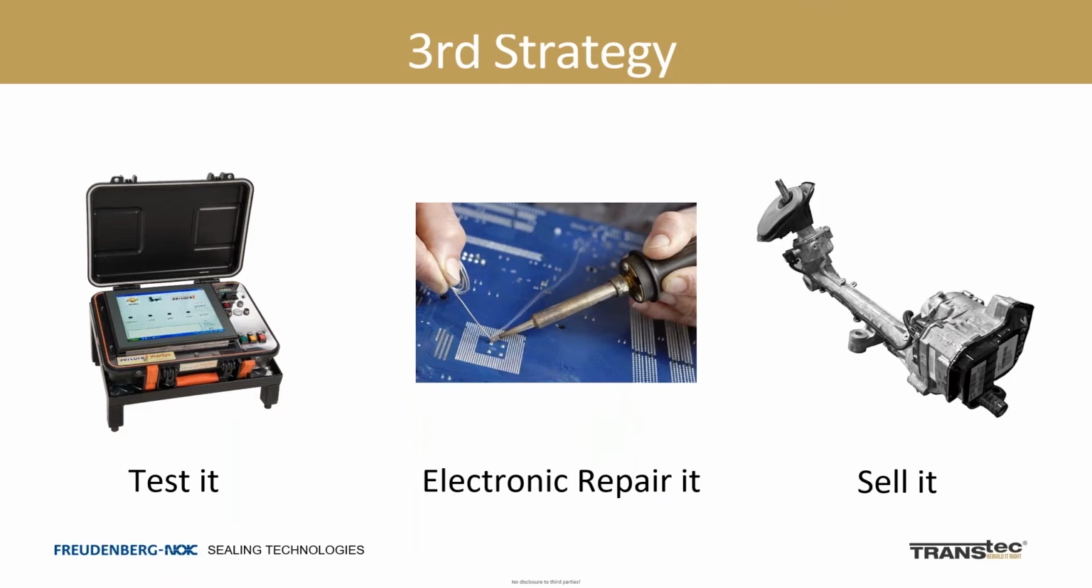For this final strategy, it again starts with testing the rack for full functionality. If there are any issues, one could look to make electronic repairs alongside replacement of common wear items. Electronic repairs could include replacements of capacitors or EPROMs. At this point, the rack would have full functionality and you'd be able to provide it to your customer.